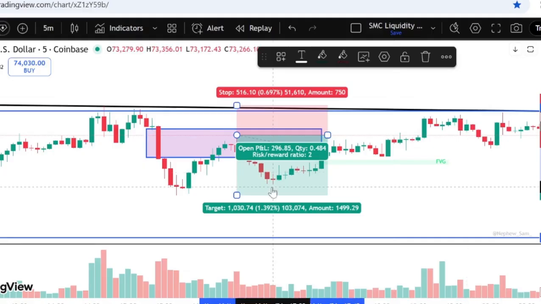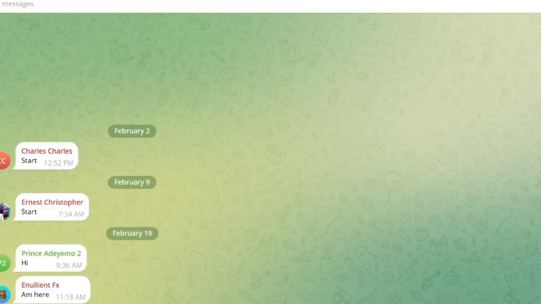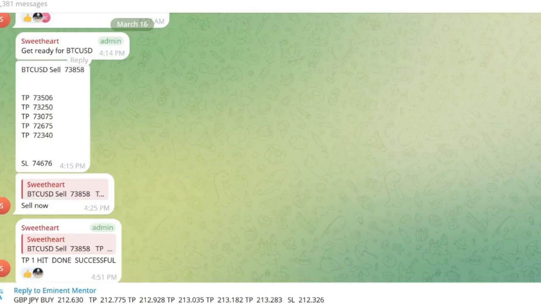Now I'm going to show you something. So let's go to the Telegram group so we can see what happened. I want you guys to see this trade setup today. There's a Telegram group. I told them sell BTC USD at 73858. Let's go to the chart.